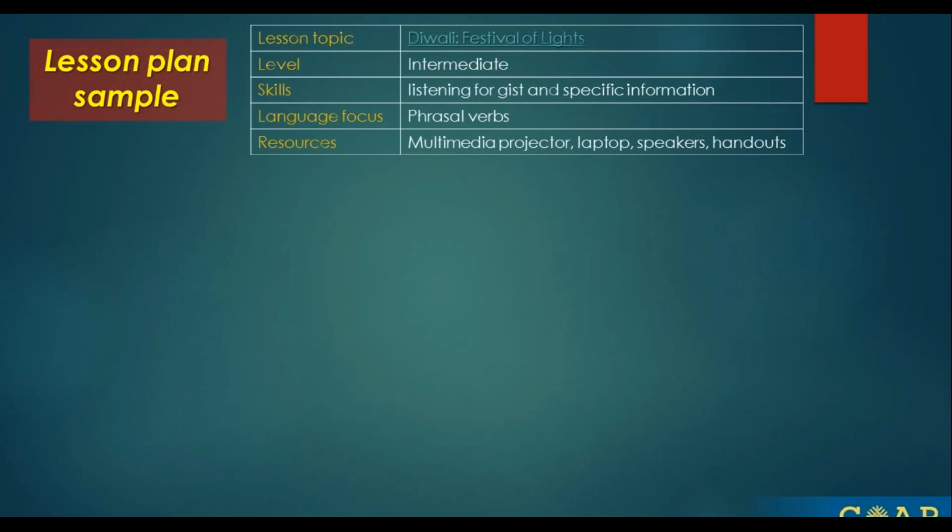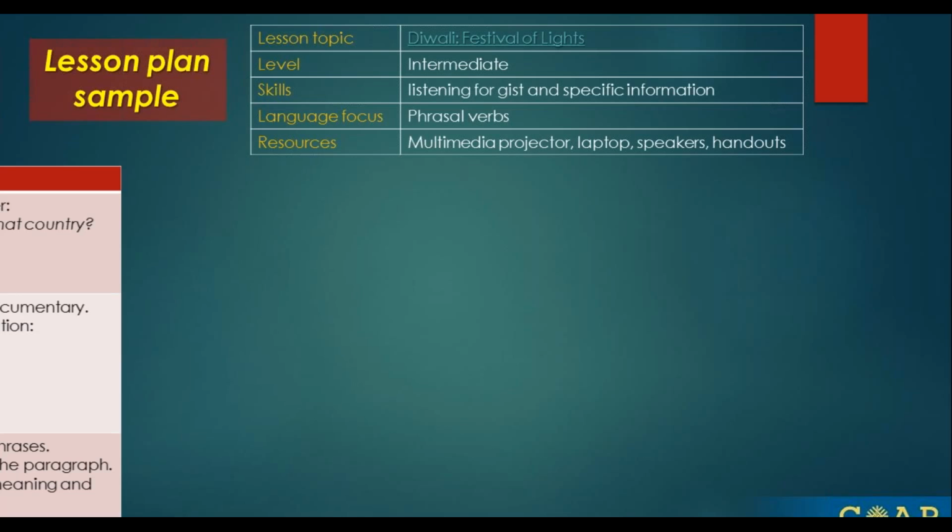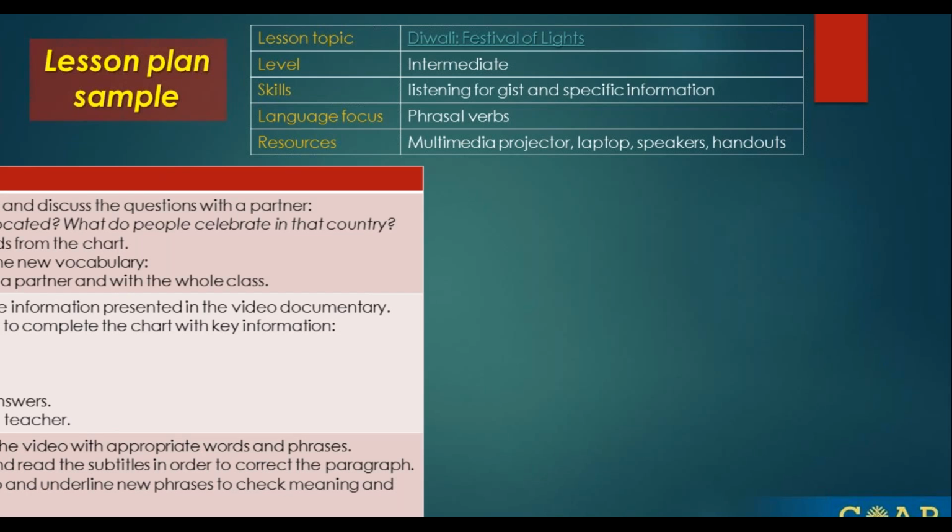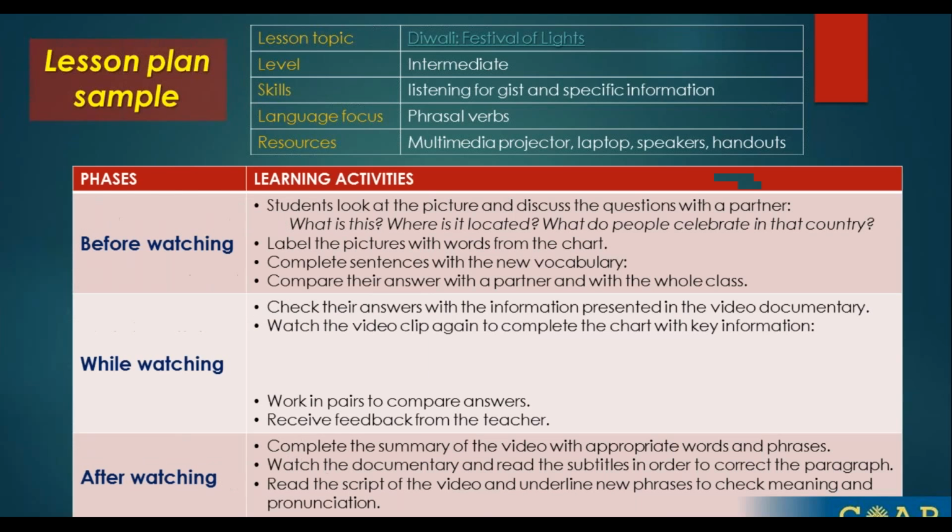Lesson topic, the Valley Festival of Lights, level intermediate. Skills, listening for gist and specific information. Language focus, phrasal verbs. Resources, multimedia projector, laptop, speakers, and handouts. And here are the phases of the lesson. Before watching, while watching, after watching. For the first phase, before watching, these are the suggested learning activities.